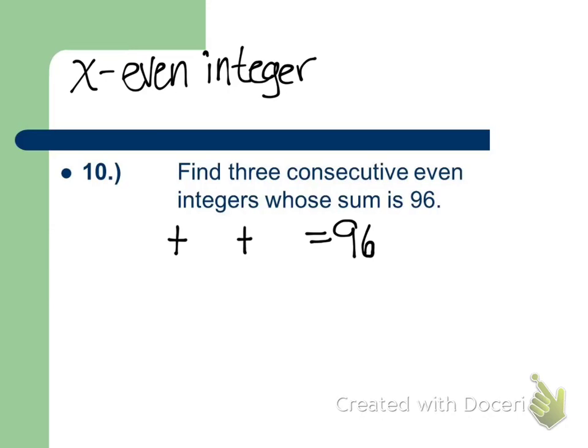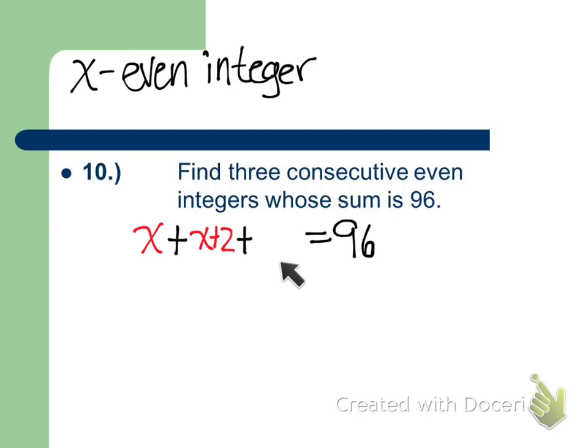Now my first number is just going to be x. That's my first even integer. If you look in that little box on the top of your notes page, it says to get to the next even consecutive integer, what do? X plus 2. We add 2 to get to the next even integer.